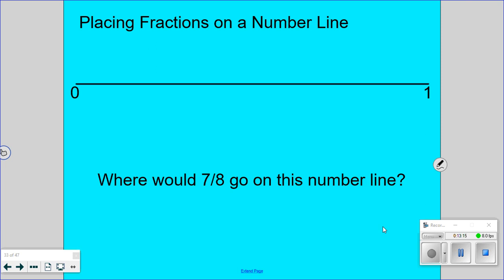Put that notebook on your desk, please. What might 7/8 look like? Connor, what are you thinking? Where do you think 7/8 might go? Close to 0, close to 1, or somewhere in the middle?